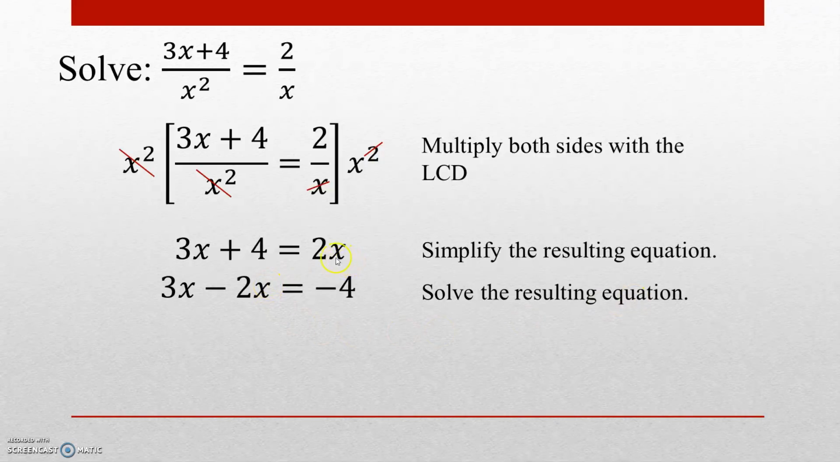So, ito yun. Transpose 2x sa left side, maging negative. Transpose positive 4, maging negative 4. So, ayan. 3x minus 2x equals x equals negative 4. So, therefore, the value of x is equal to negative 4. Ngayon, let us try to check kung tama yung ating sagot na negative 4.